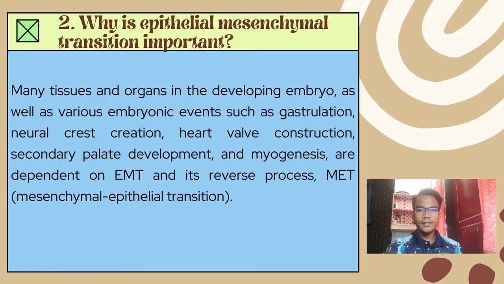Okay, for the Q&A session, why is epithelial mesenchymal transition important? This is because many tissues and organs in the developing embryo, as well as various embryonic events such as gastrulation, neural crest creation, heart formation, and so on, are dependent on EMT and its reverse process, which is MET, mesenchymal epithelial transition.